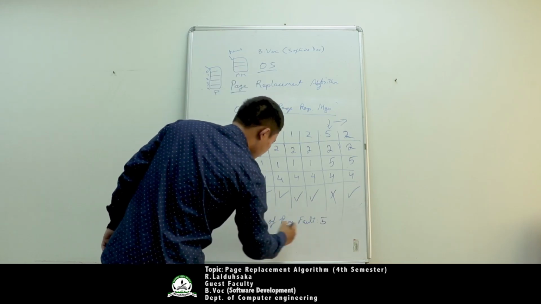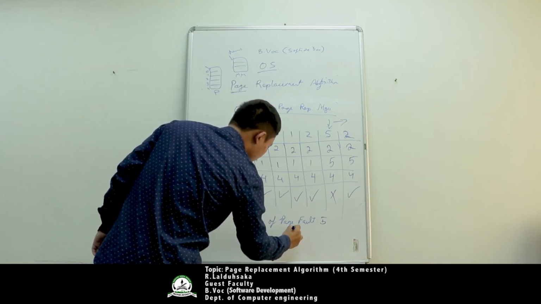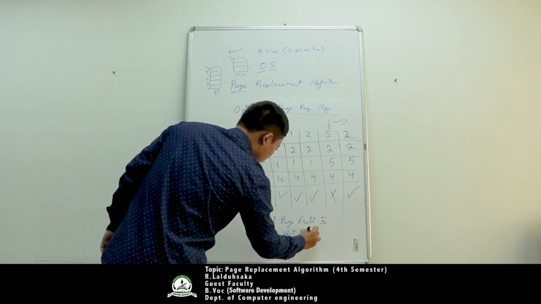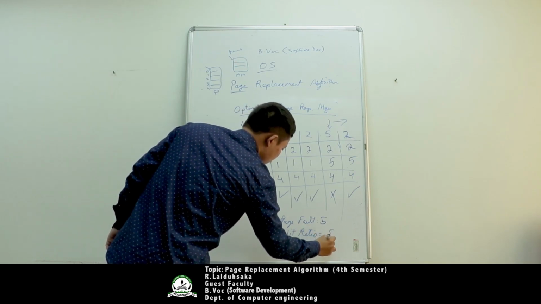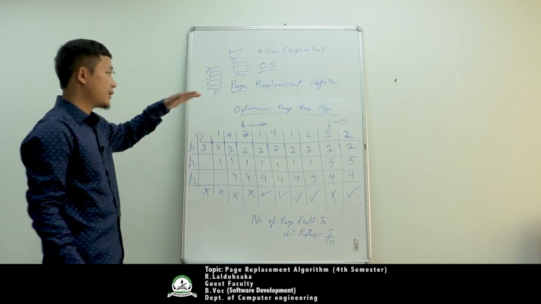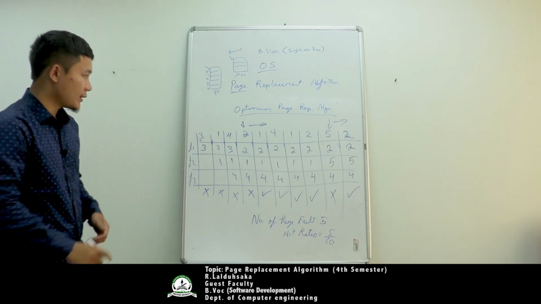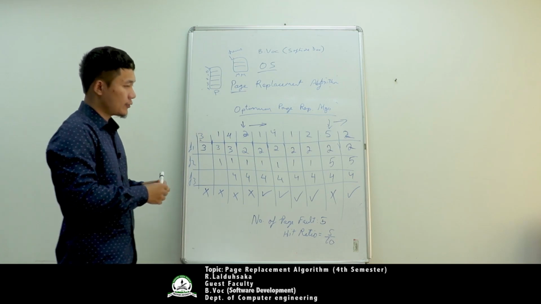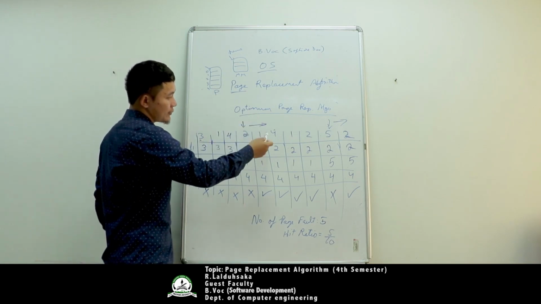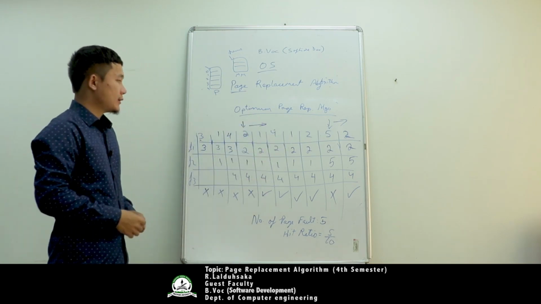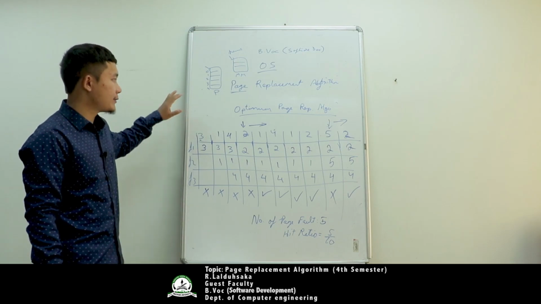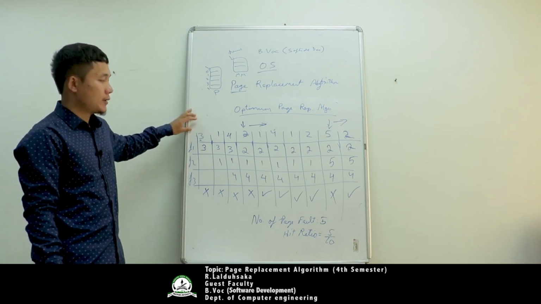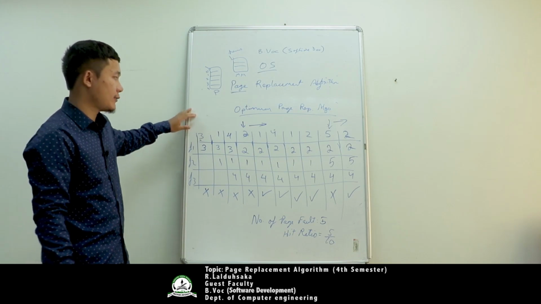Five again. This is optimum page replacement algorithm. This algorithm is not practical in real life because we have to know what will come next, which is not possible. So this page replacement algorithm is just for a benchmark.